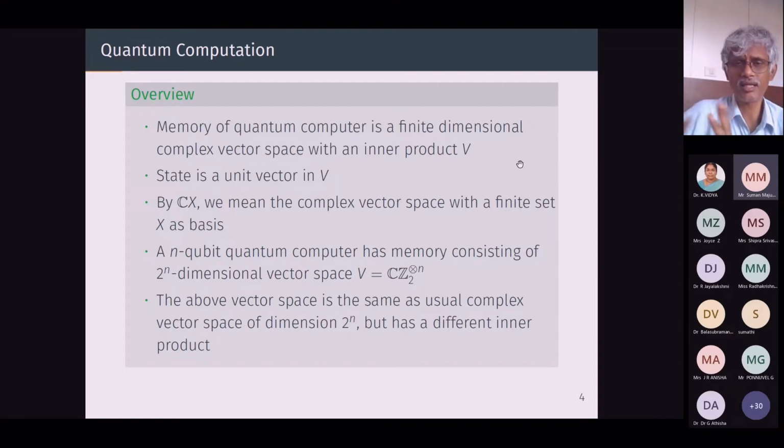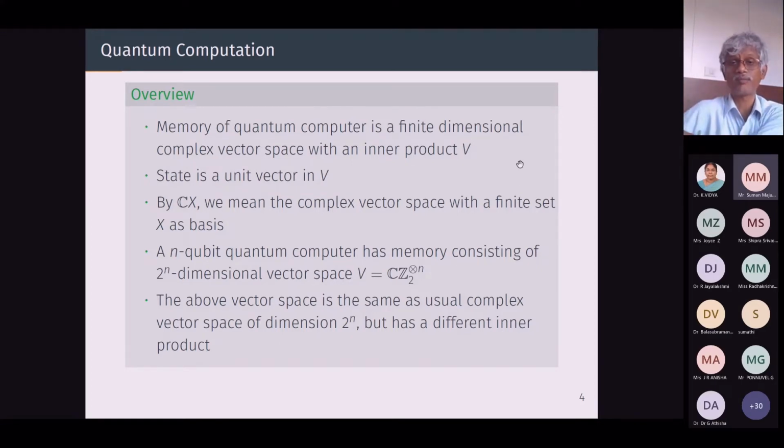To compare and contrast, in the classical case you will have registers with bits 0 and 1, and computation is a sequence of functions. Here the memory, or the operational space of this quantum computer, is a finite dimensional complex vector space with an inner product. We can talk about the state of a classical computer also, right? Turing machines and all that we talk about. Similarly, here a state is a unit vector in this vector space V. Just a notation, Cx means a vector space which is generated by this finite set X as basis.